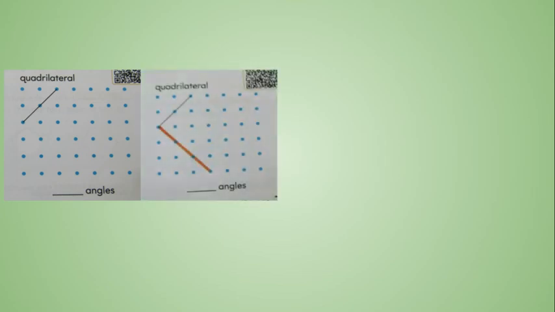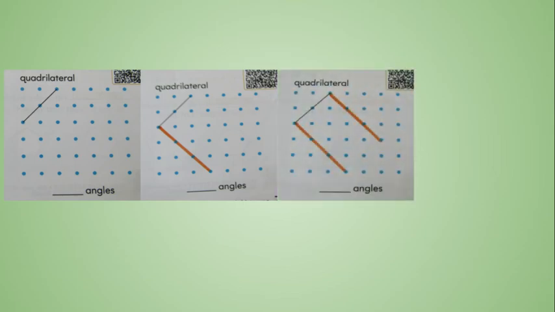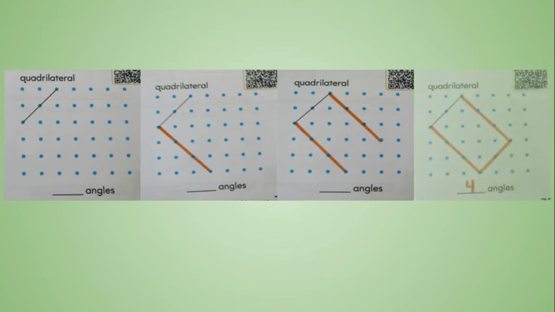I think I'll draw a special type of quadrilateral. I'm going to draw a rectangle. So let's do that one step at a time. Right now I have 1 side. Let's draw the next side. Now I have 2 sides, 3 sides, and 4 sides.